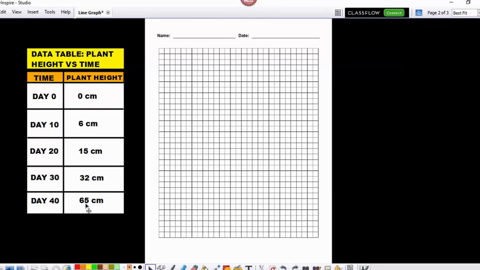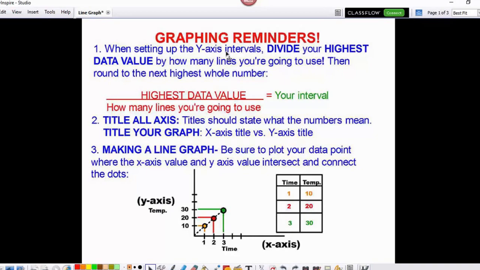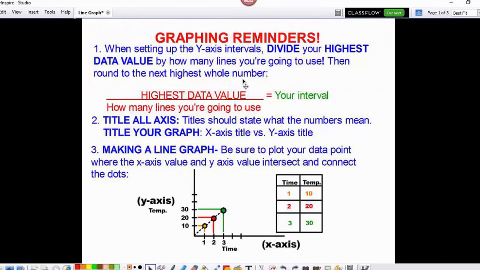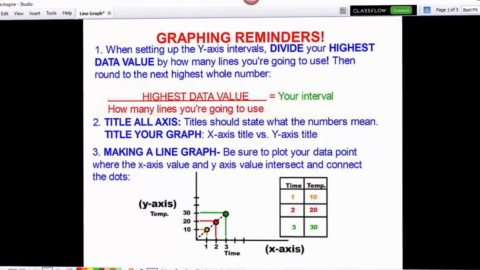So there's a special little formula that we can use. When you go to set up your y-axis intervals, or the numbers that each line is worth, divide your highest data value by how many lines you're going to use. Then to make your life easier, round to the next whole number. It's basically encapsulated by this formula here: highest data value divided by the amount of lines you're going to use, so how many lines make up the y-axis, and that leads to your interval. So let's figure that out.